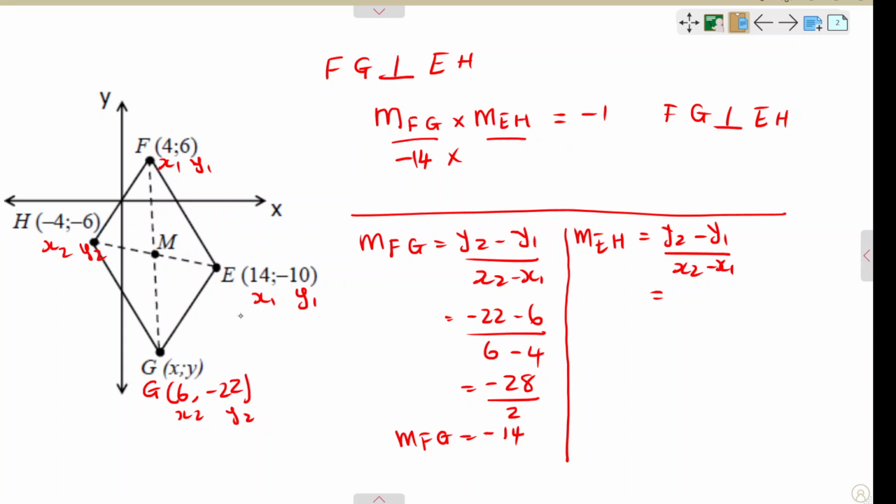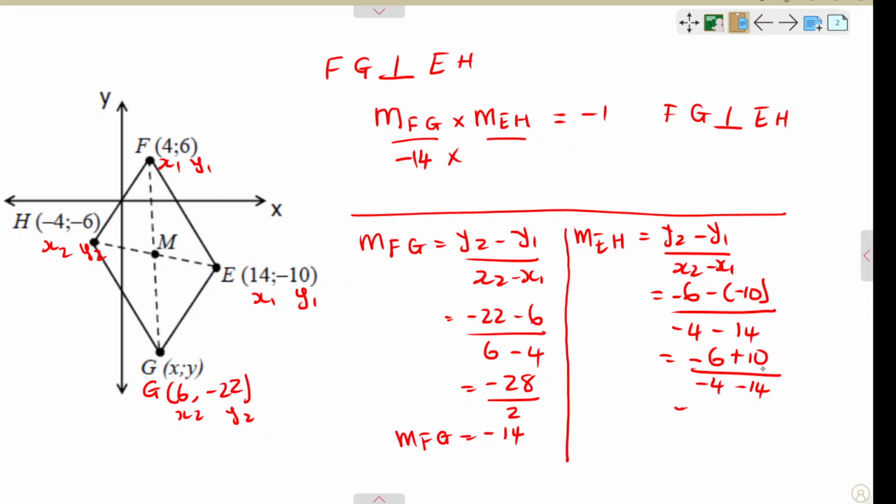So what is y2? y2 is negative 6 minus what is y1? y1 is negative 10, over, now we go to x2. What is x2? x2 is negative 4 minus what is x1? x1 is 14. So we expect a negative gradient because the angle is also greater than 90. So negative 6 plus 10, because of this negative 6, negative and negative, that's a positive. So it's positive 10. Here we have negative 4 minus 14.